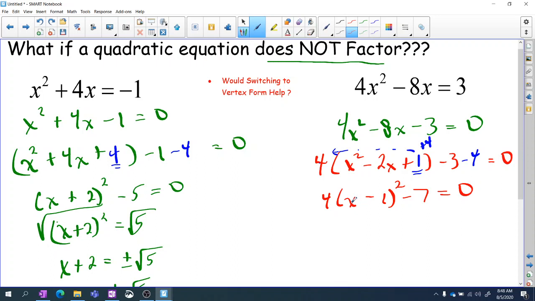I've got a single variable now that I can isolate. (x take away 1) squared, so we're going to move that over there to give us 7. We're going to divide by 4, and again, if these don't go evenly, that's fine, just leave it as a fraction. Don't get into decimals, unless you have to.